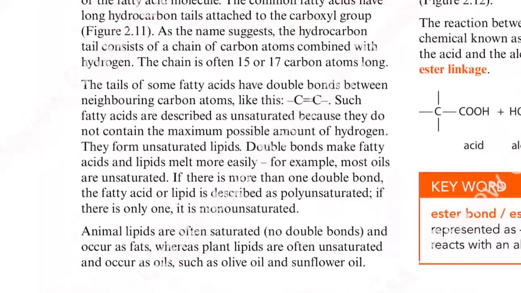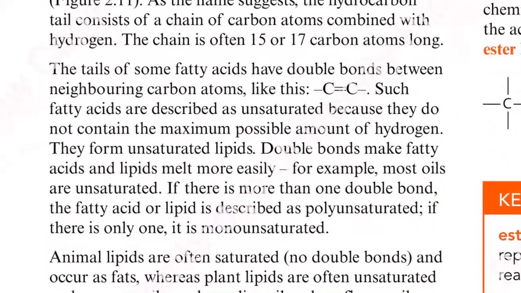Yes. 1 minute is left, so let me just finish this. I'm reading this paragraph. The tails of some fatty acids have double bonds between neighboring carbon atoms like this. Such fatty acids are described as unsaturated because they do not contain the maximum possible amount of hydrogen. They form unsaturated lipids. Double bonds make fatty acids and lipids melt more easily. Most oils are unsaturated. If there is more than one double bond, एक से ज़्यादा double bond, then such a lipid is known as polyunsaturated. And if there is only one double bond, it is known as monounsaturated.